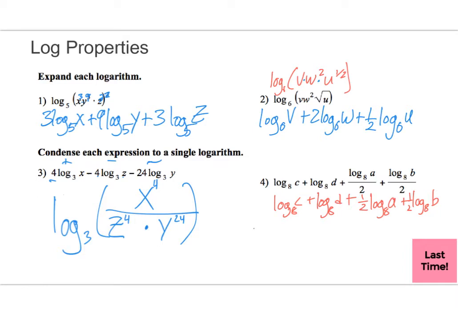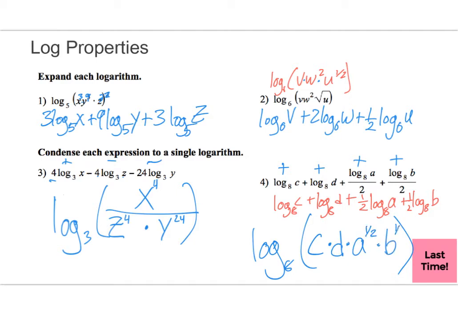Same thing for number 4. We've got log base 8. I'm going to set up a big thing with a fraction. Anything that's positive is going to go on top. Anything that's negative is going to go on the bottom. Hey, all 4 things are positive. So we're just going to deal with multiplication. So we're going to have c times d times a to the 1/2 times b to the 1/2. At this point, the problem is done.